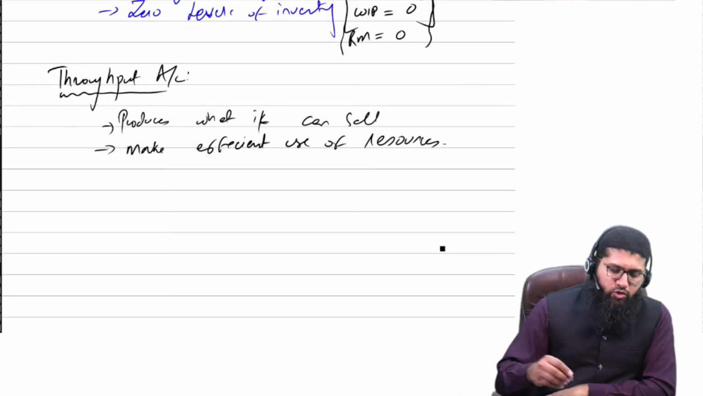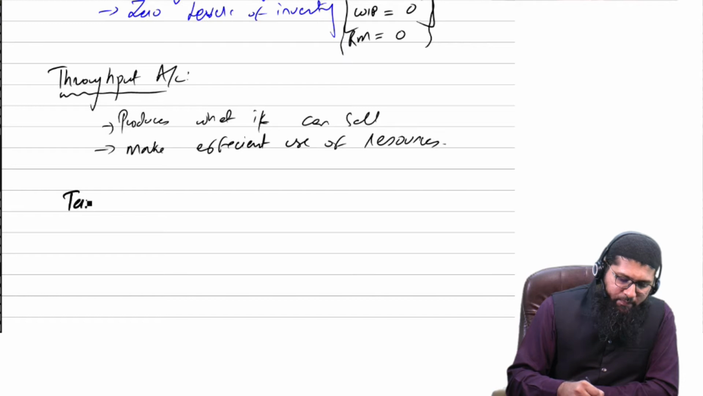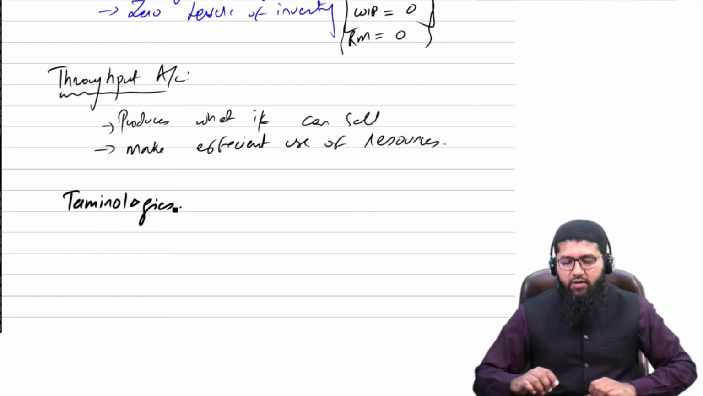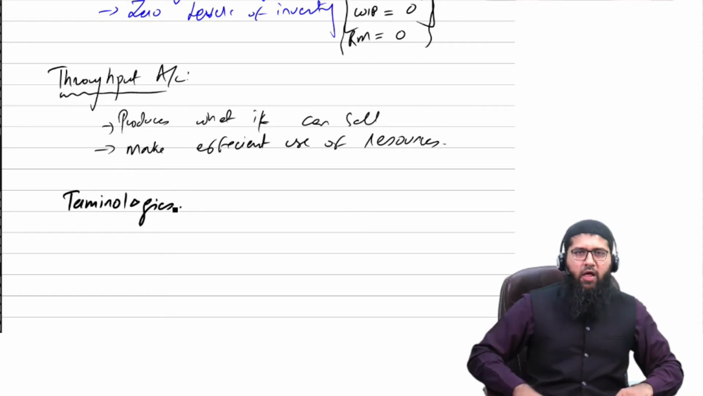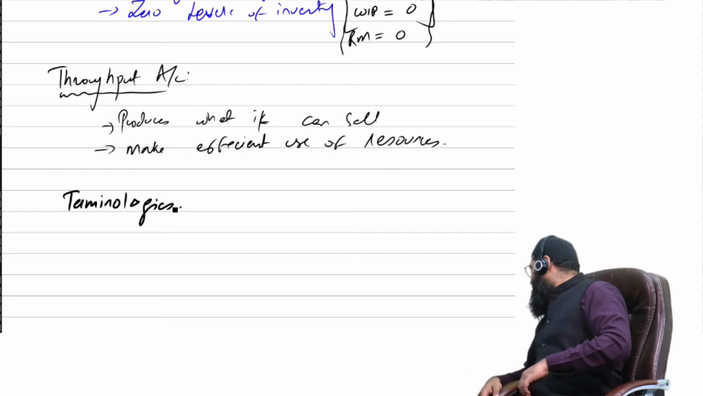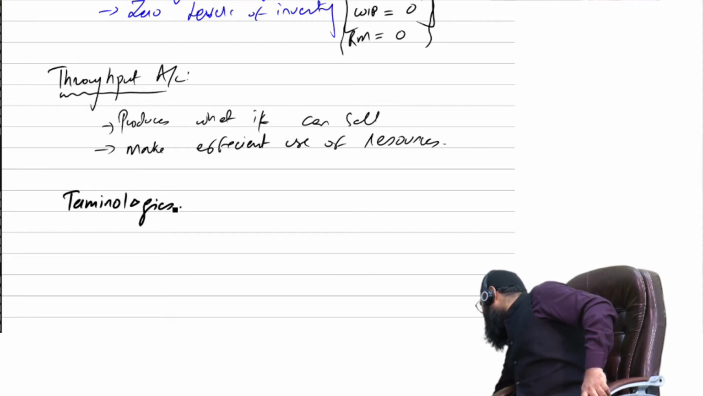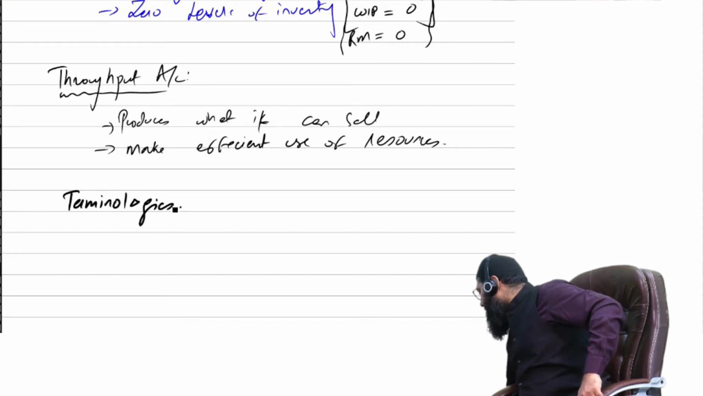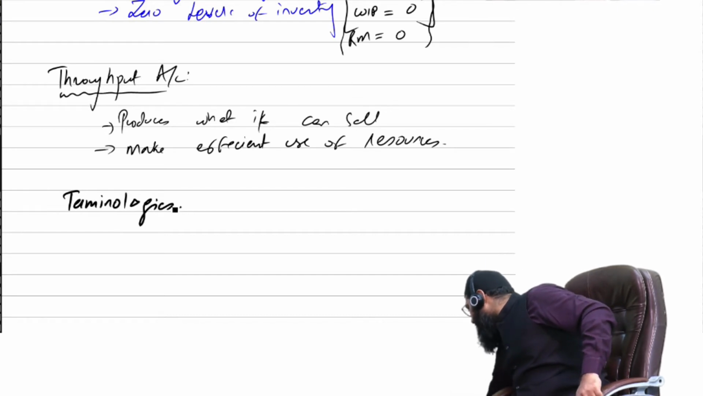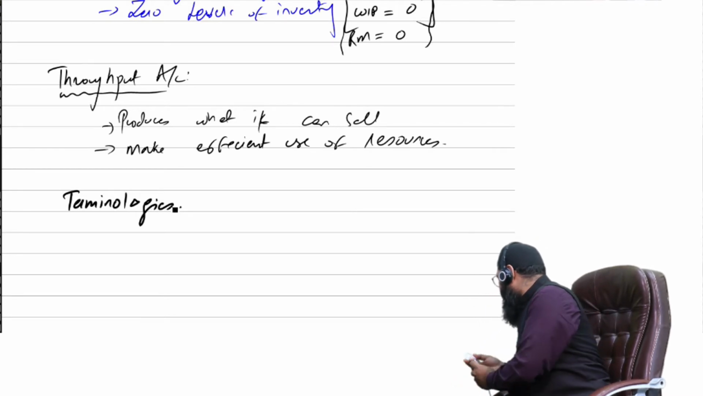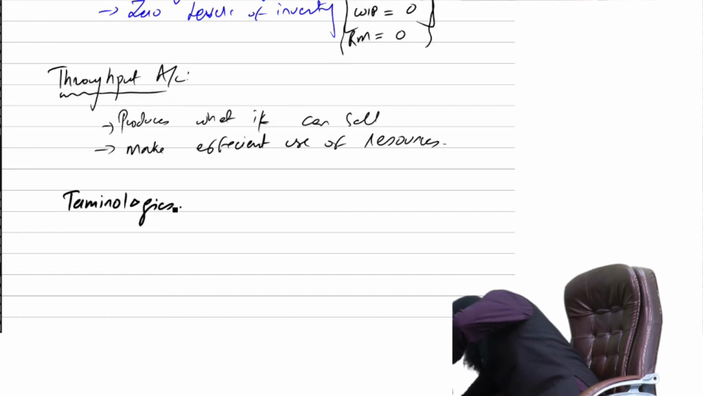So when we discuss throughput accounting, there are different types of terminologies that you need to understand when we go for this throughput accounting approach. What are the different types of terminologies? Let's have a bit of a discussion about it. The first terminology that we actually come across, just give me a minute, please.